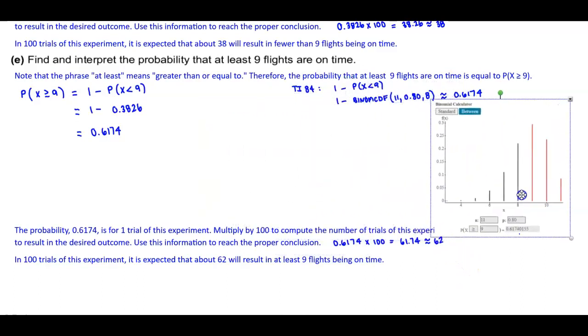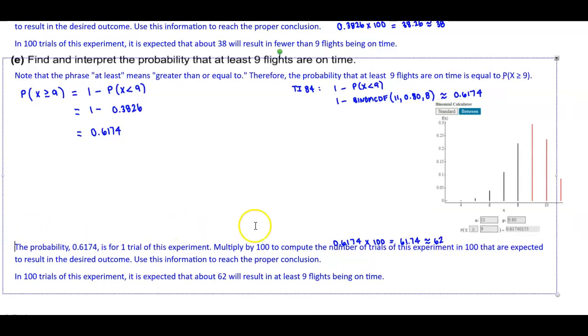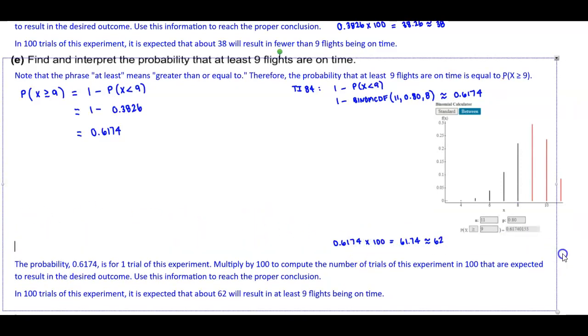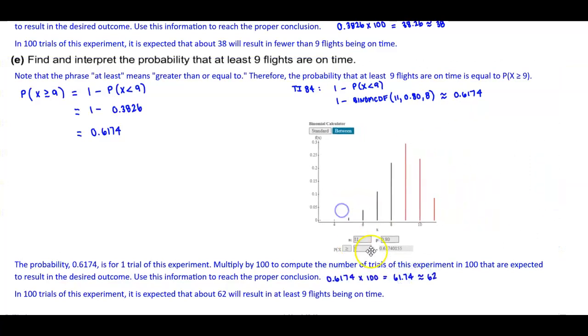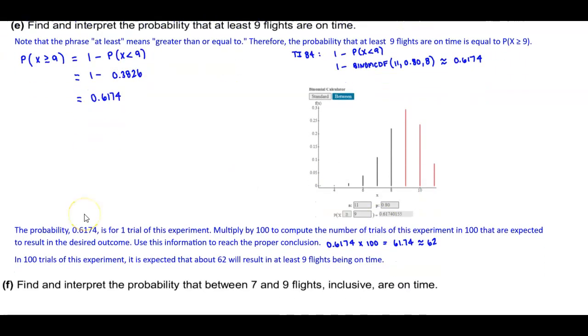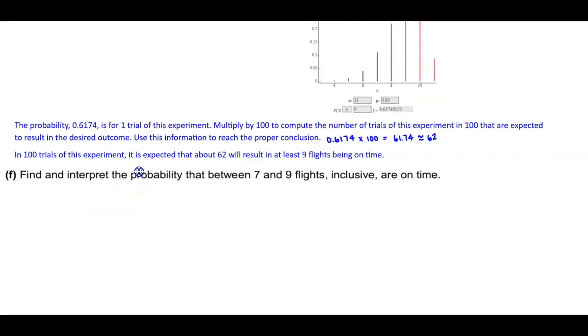So therefore, StatCrunch, and let me go ahead and make a little bit more room here, would then give you this result here. Okay, let's move on to part F. It says find and interpret the probability that between 7 and 9 flights inclusive are on time.